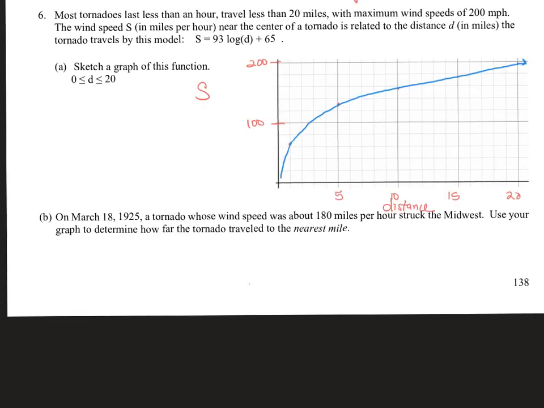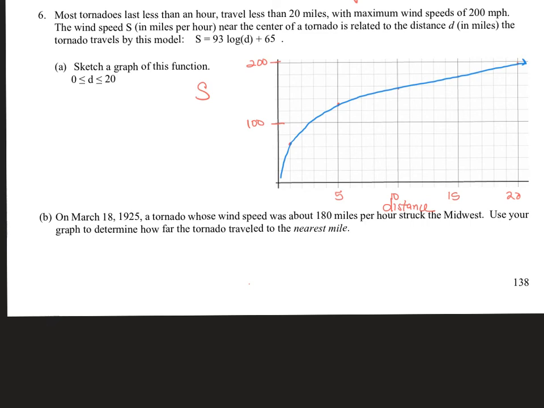All right, so this is what my graph looks like. I labeled both my axes. I went to my table and pulled some points. So yeah, it looks like it's going to reach 200 maybe at some point, but we're only going up to 20 miles. So, all right. On March 18th, 1925, a tornado whose wind speed was about 180 miles per hour struck the Midwest. Use your graph to determine how far the tornado traveled to the nearest mile.